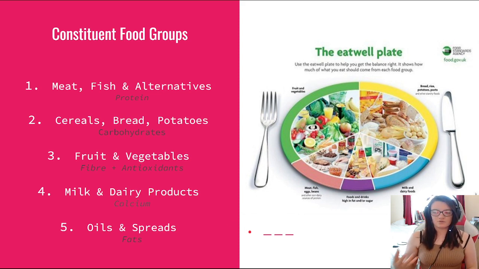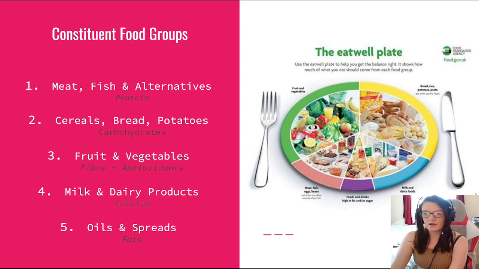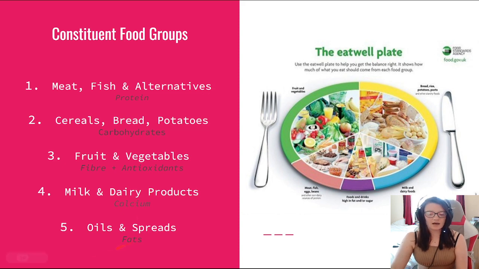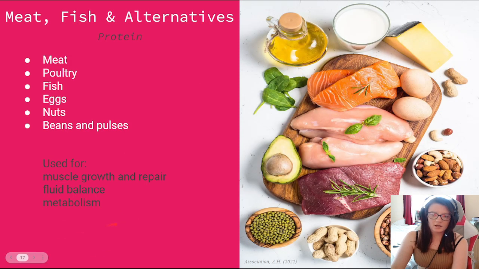Now we're moving on to our constituent food groups. A lot of this is known as the Eatwell guide. This is all the things that we need within our diet to have a full, healthy lifestyle. So we have our meats, fish and alternatives, which are a source of our proteins, our cereals, breads and potatoes, our carbohydrates, our fruit and vegetables with our fibre and antioxidants, our milk and dairy products which have our calcium, and our oils and fats. Now that protein is used for muscle growth, repair, fluid balance and metabolism. So that's our meat, our fish, our poultry, eggs, nuts, beans and pulses as well.